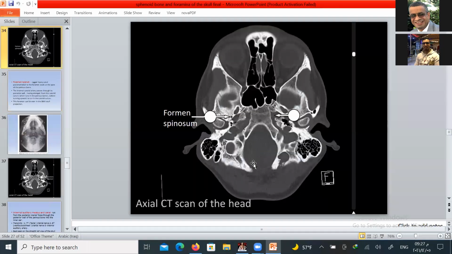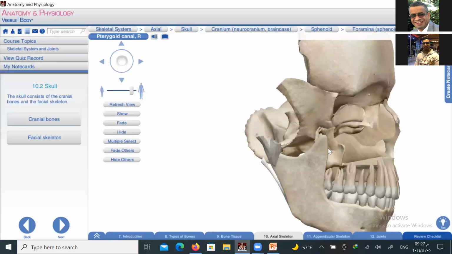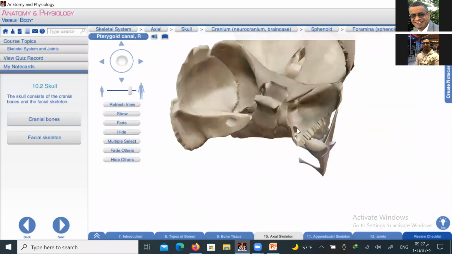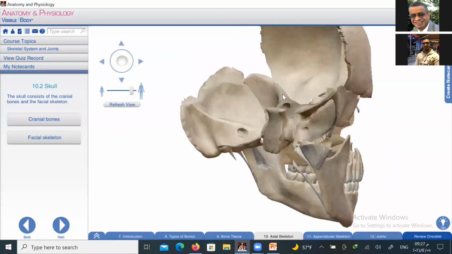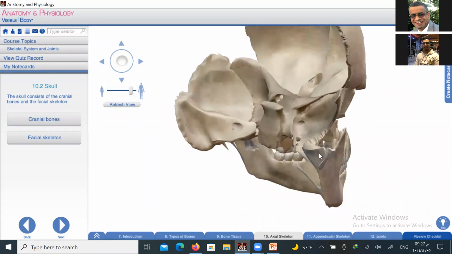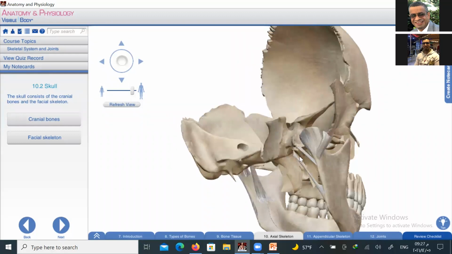Let's see the foramen ovale and spinosum on the 3D image of the skull. This is the foramen ovale, and this is the foramen spinosum that connect between the middle cranial fossa and the infratemporal fossa.